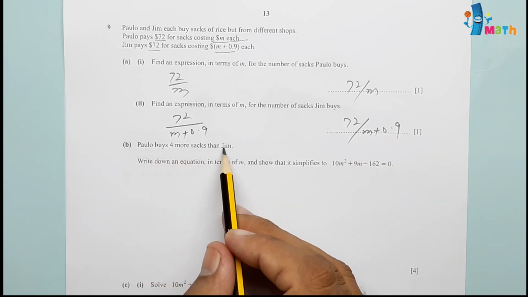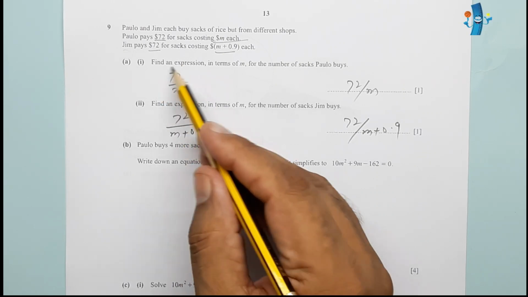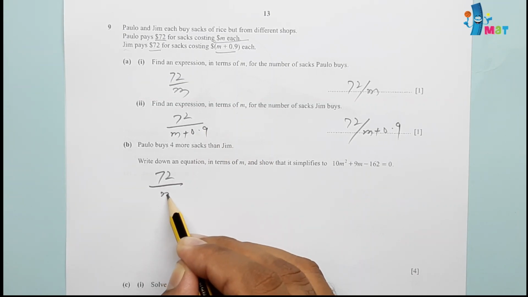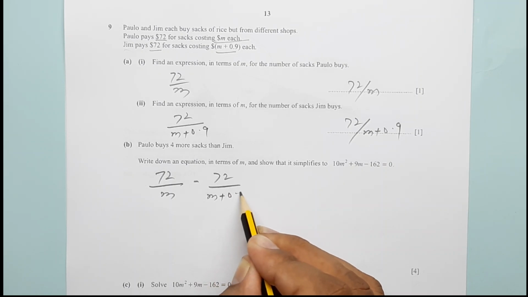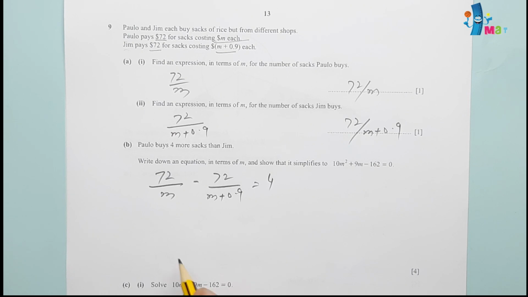Paul buys 4 more sacks than Jim. So it means this one minus this one is equal to 4. So 72 over m minus 72 over m plus 0.9 is equal to 4. Now we have to simplify this. For that we will take the LCM.